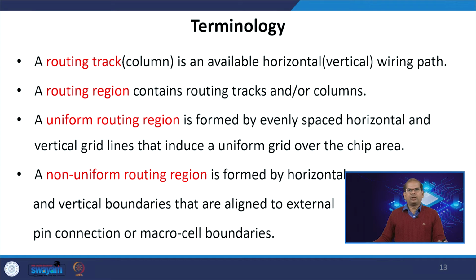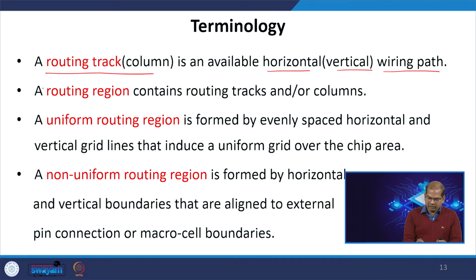There is some terminology involved with routing. One of them is the routing track or column, which is a horizontal or vertical routing path. The routing tracks can be of two types: horizontal tracks or vertical tracks.